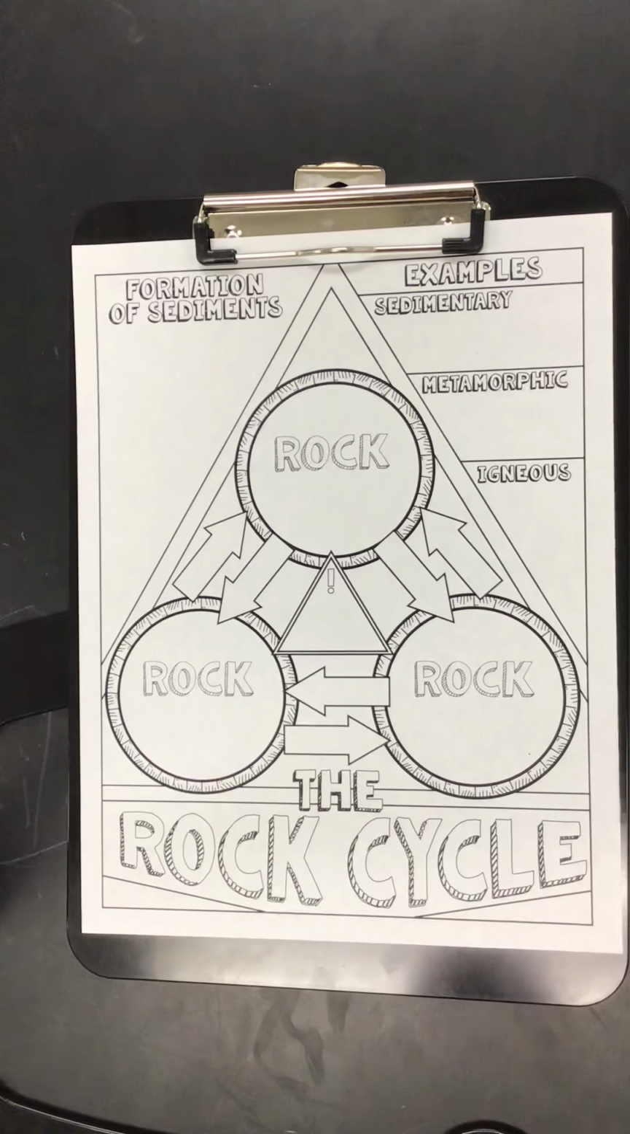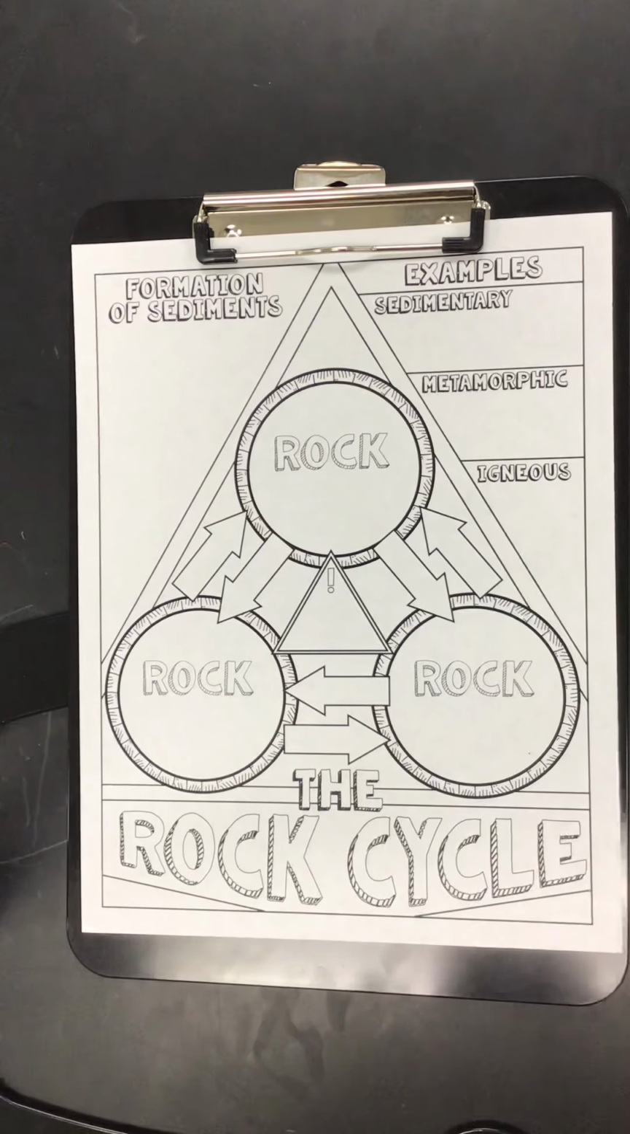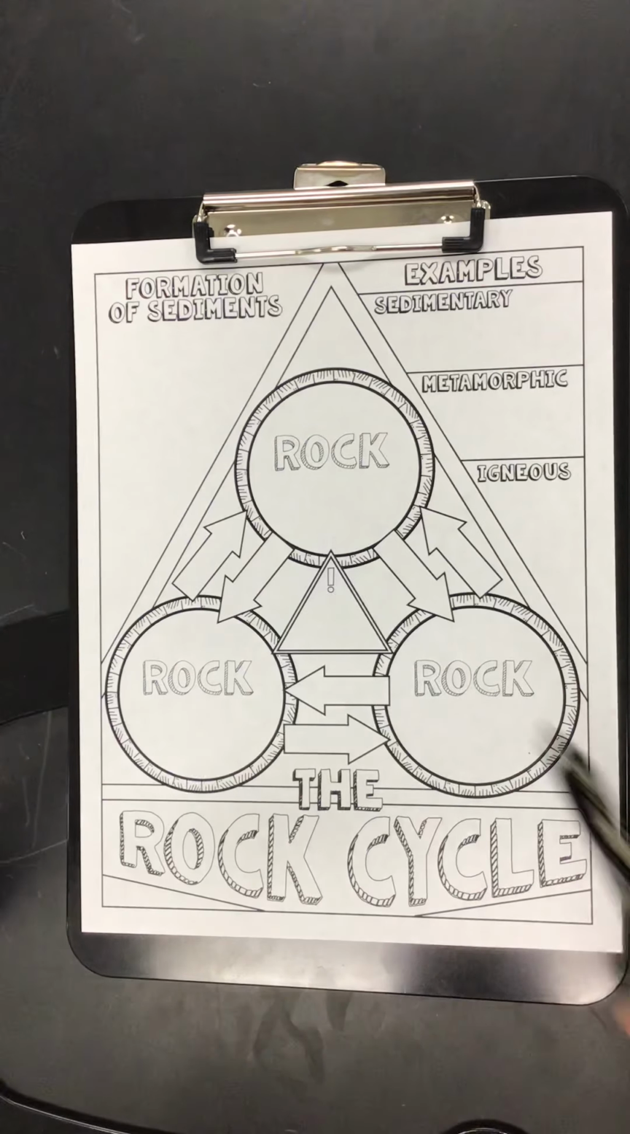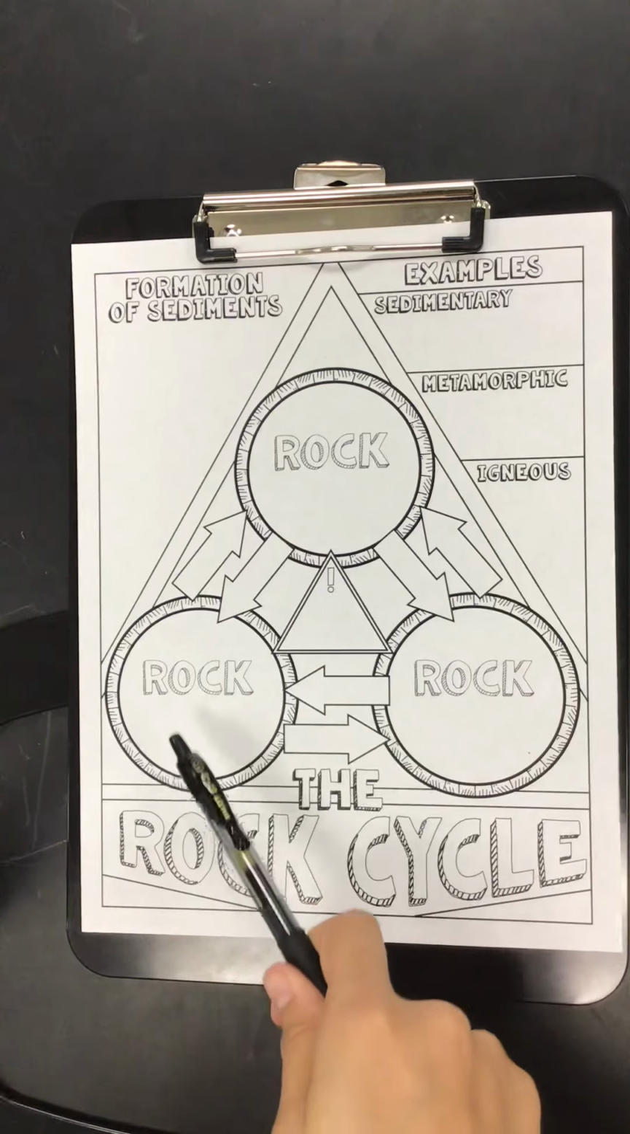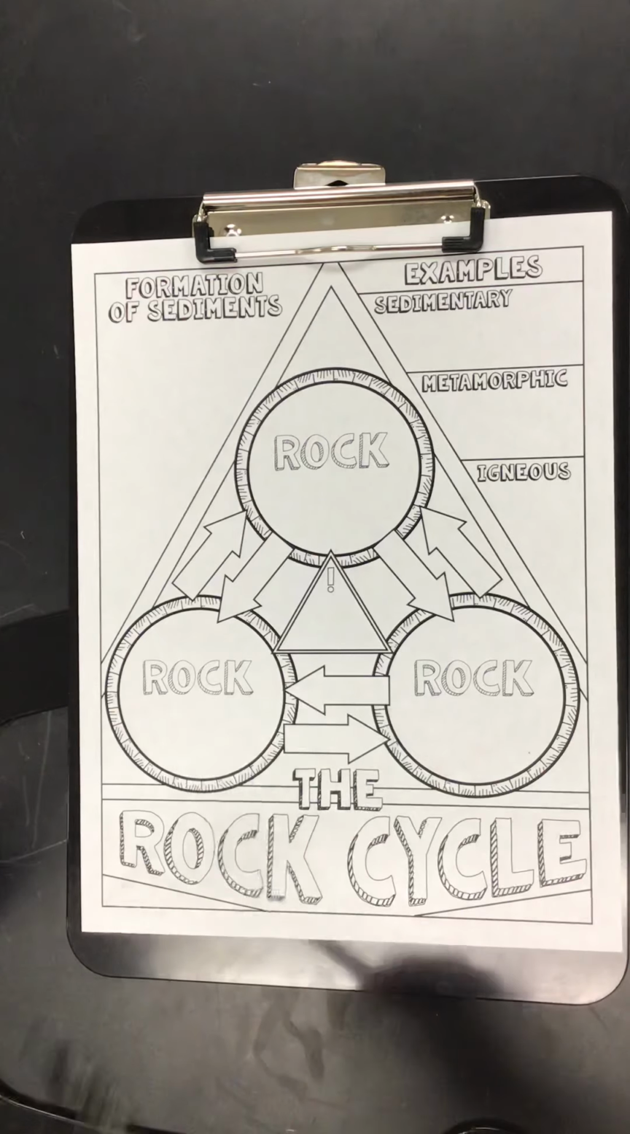Hello. So today we are going to start talking about the rock cycle, okay? So these are the notes that we're going to do. There are a few different things we're going to do in these notes. We're going to talk about three different types of rock and what they are, how they're formed, okay?